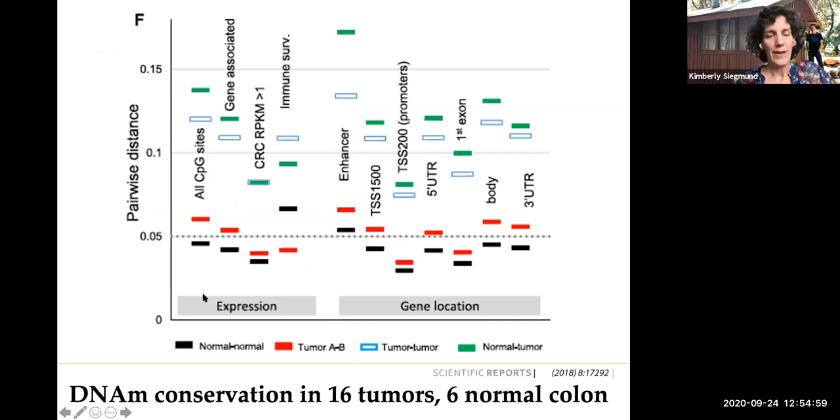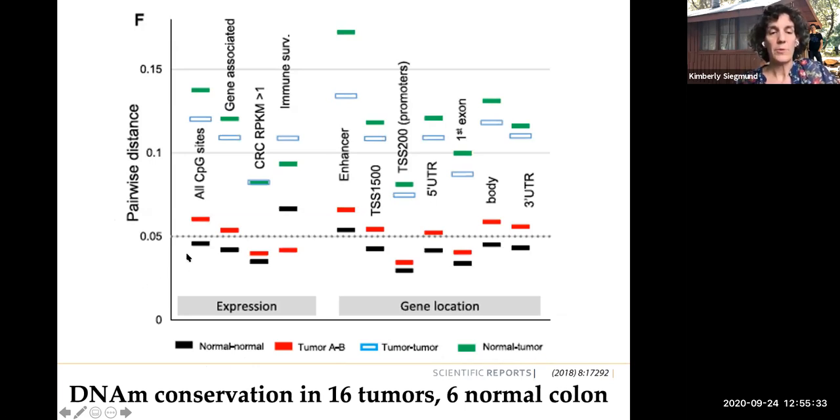This is looking at that pairwise distance measurement for methylation arrays for a bunch of different comparisons. We're looking at normal comparisons for 6 normal colons. We have tumor AB, where AB means the two sides of the tumor. The red bars correspond to a within-tumor difference between side 1 and side 2, side A, side B. Tumor means 2 different tumors from different patients. And normal tumor is normal versus tumor.